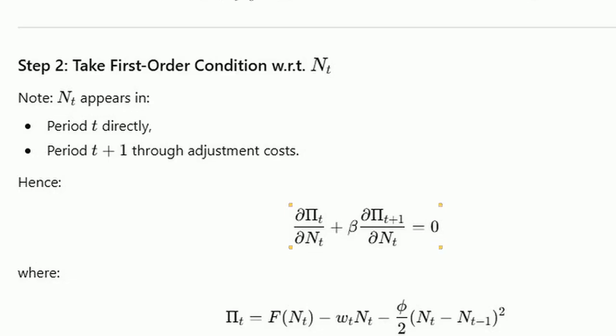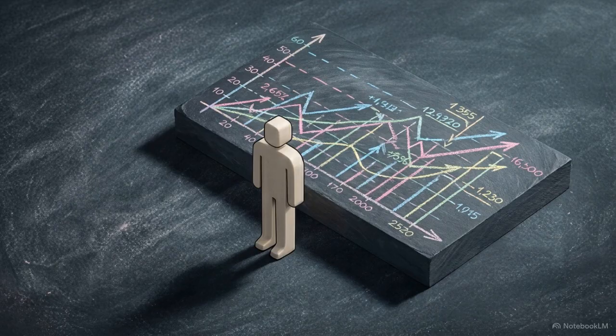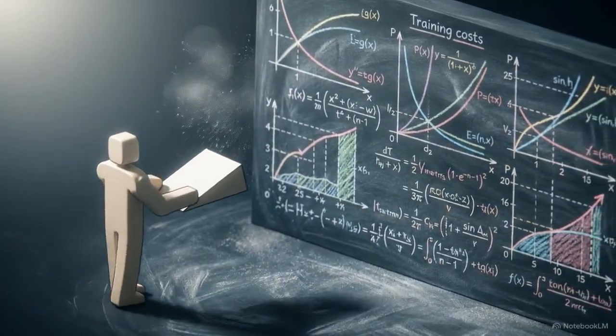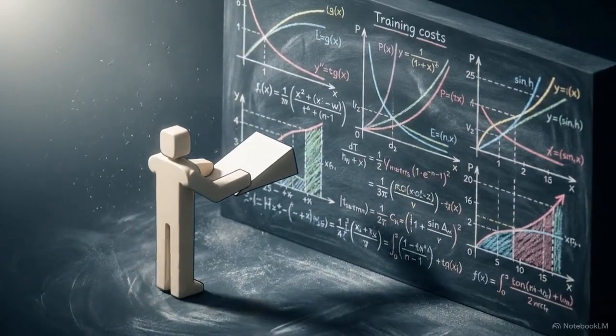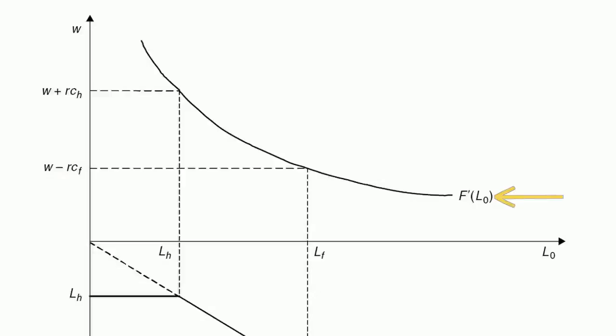By taking the first-order condition of this intertemporal problem, we arrive at the Euler equation. Notice how the derivative links period t directly to period t plus 1. The economic logic here is brutal and precise. A firm will only hire a worker today if the immediate marginal benefit covers the net marginal cost across the rest of time. This chart plots marginal productivity, where firing is drastically more expensive than hiring.